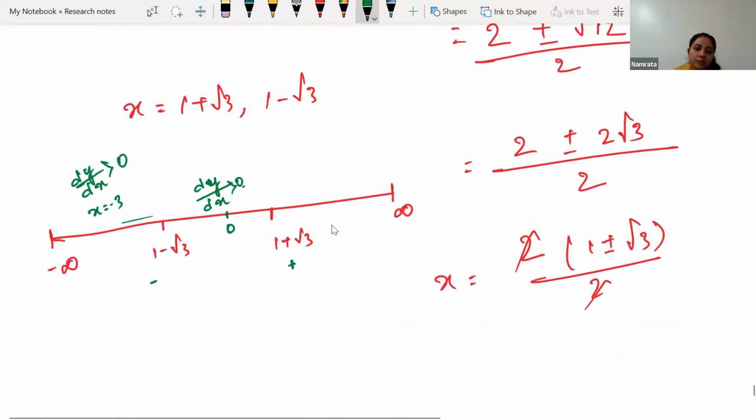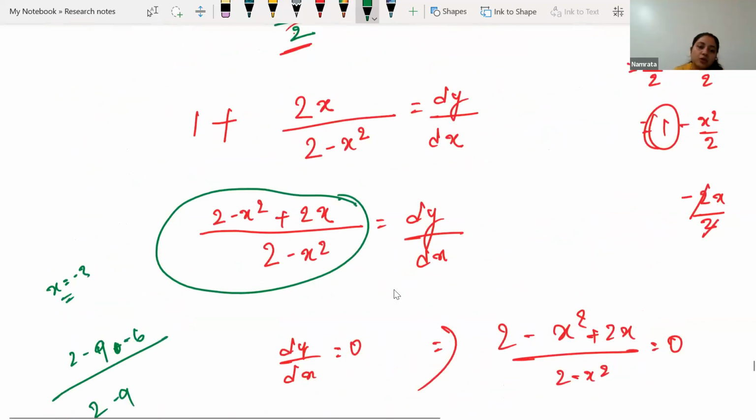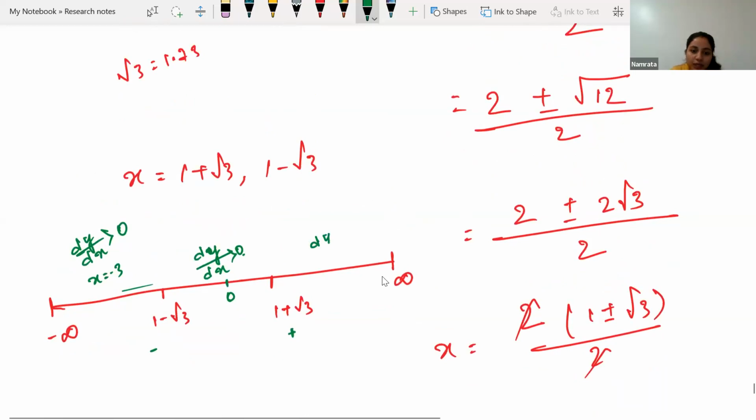Okay, let's check the other one. The other one, we are having 1 plus root 3, about 2.7. Here we can take the test point as 3 or 4. If we take 4, we'll have 2 minus 4 square, 16, plus 4 times 2, 8, over 2 minus 16. The denominator is negative, the numerator is negative. Negative, negative, positive. All we got is positive. How will we check the point of maxima or minima?